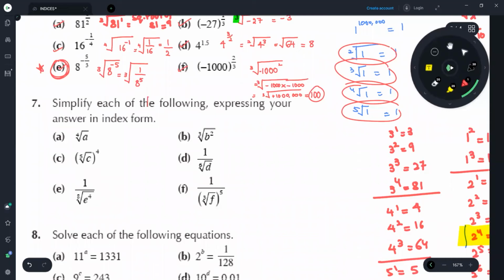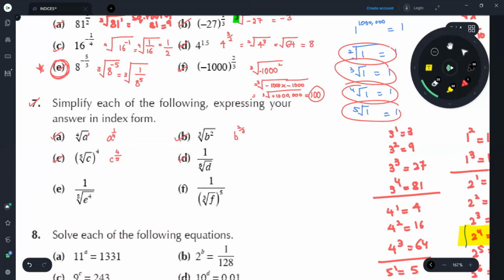It says simplify each of the following, expressing your answer in index form. So index form is easy. Index form is A to the power 1 upon 4. Very good. When there is no power, Hassan, what is the power inside? 1. And what about part B? You write 2 upon 3. Now next, this would be C. 4 upon 5. Good.